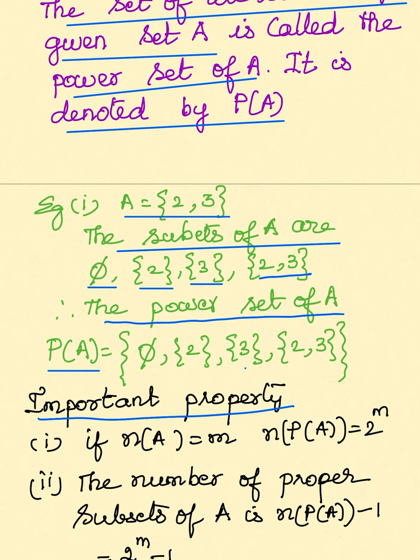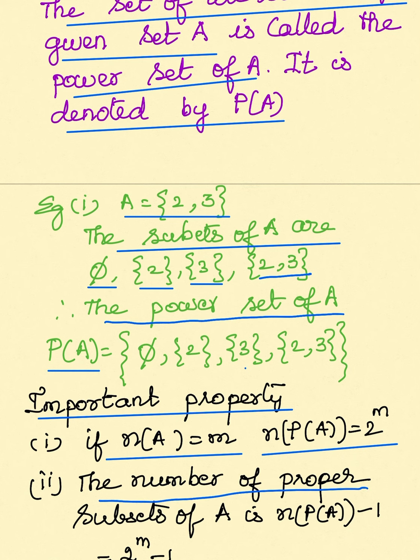So what is the important property we are going to find out from this? If n of A is m, if the cardinality of the set A is m, then n of P of A, that is the number of elements of P of A, or the cardinality of the power set of A, is 2 power m. Next we go to find the number of proper subsets of A. The number of proper subsets of A is n of P of A minus 1. What is n of P of A? 2 power m minus 1.